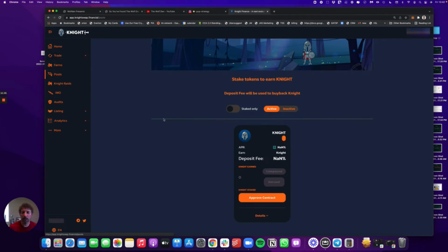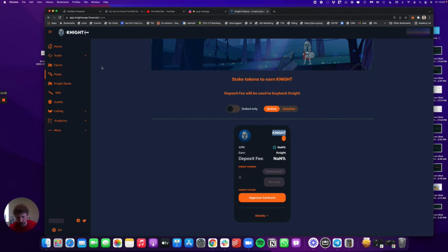Pools are where Night, and Night is the main token of this DEX. So Night is a utility token, or in essence, a DEX token. So Night's very valuable. You really don't want to sell your Night. You want to build up as much Night as you can, because this Night can be used a lot over and over and over again.